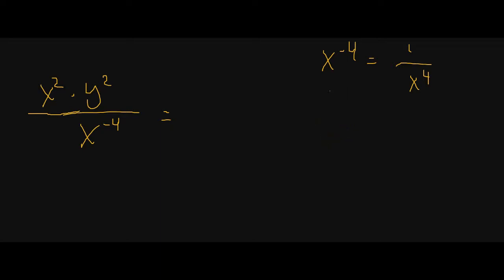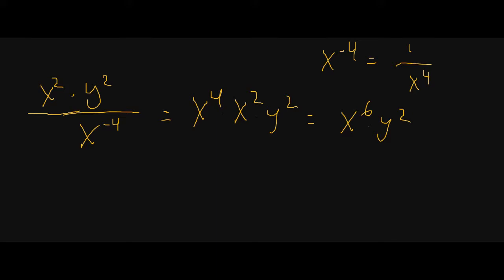So what we could do is just flip it. So we're just going to get x to the fourth times x squared times y squared. Well, now it's just going to be x to the 6 times y squared. All I'm doing is just adding the exponents here. 4 plus 2 is 6, and we get x to the 6.